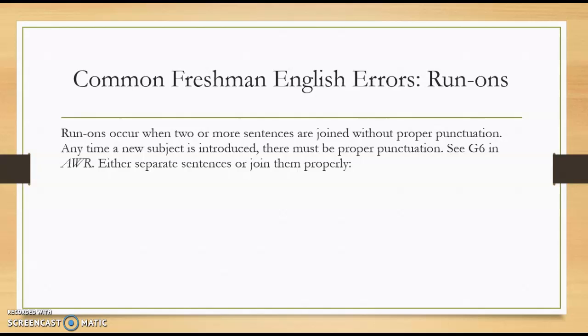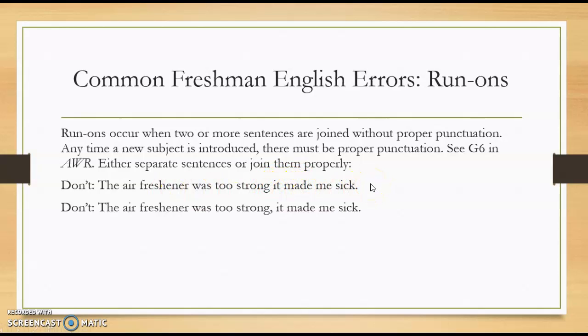without proper punctuation. So the classic run-on, which gets an error code of 25: the air freshener was too strong, it made me sick. The problem here is that air freshener is one subject and was is a verb. It is another subject and made is a verb, and so we can't do that. Another thing we can't do is just add a comma here, because that's called a comma splice. It's an example of a run-on, and that is error code 26.